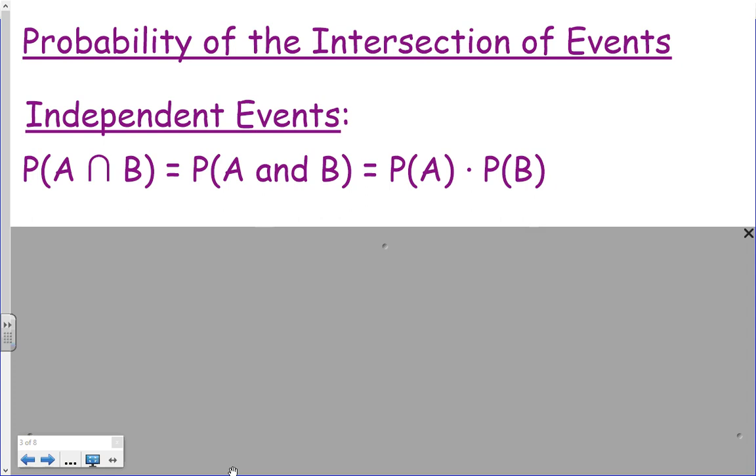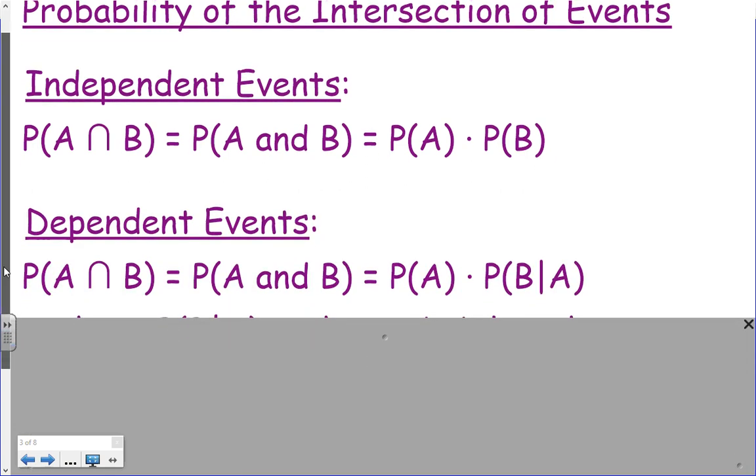The nice thing about that little formula is it's the exact same formula we learned in our counting principles dealing with independent events, except that we took the number of outcomes in event A and multiplied by the number of outcomes in event B. Now we're just changing that to probability, but it's the same formula otherwise. Still just multiplying those together.